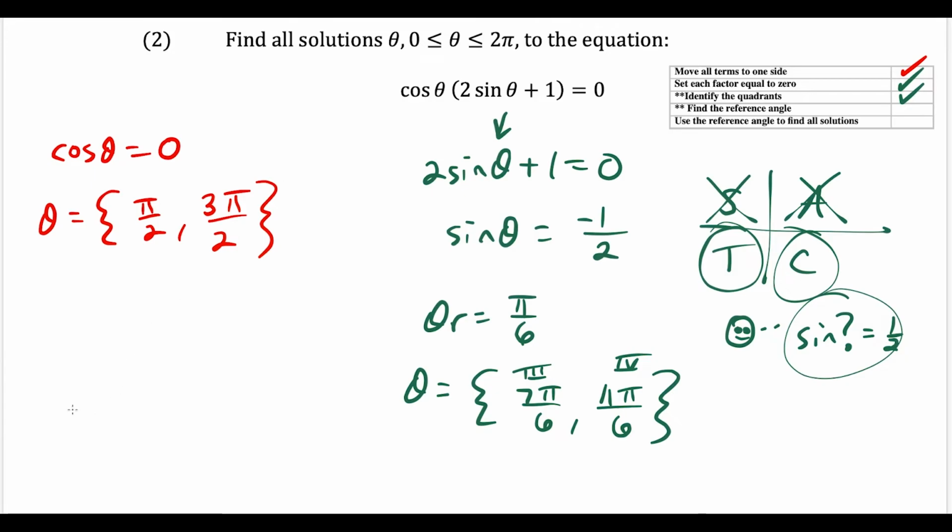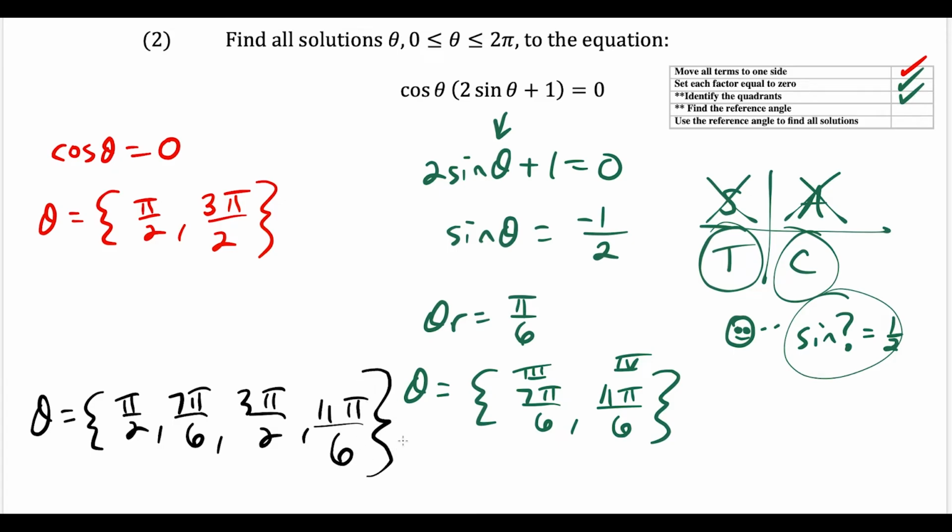So now we can just write out all of our solutions together. What we have is pi over 2, then 7 pi over 6, then 3 pi over 2, and then 11 pi over 6. So here are our 4 solutions.